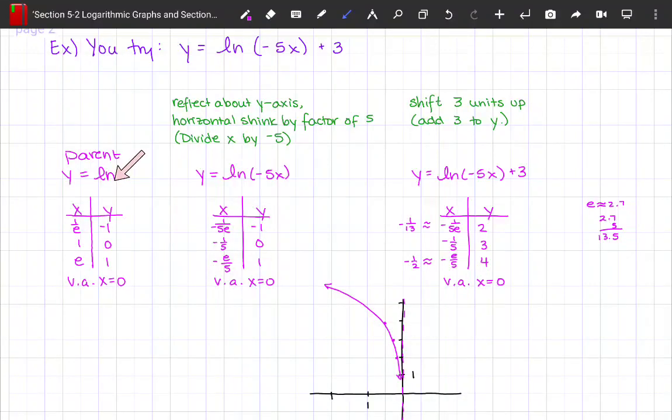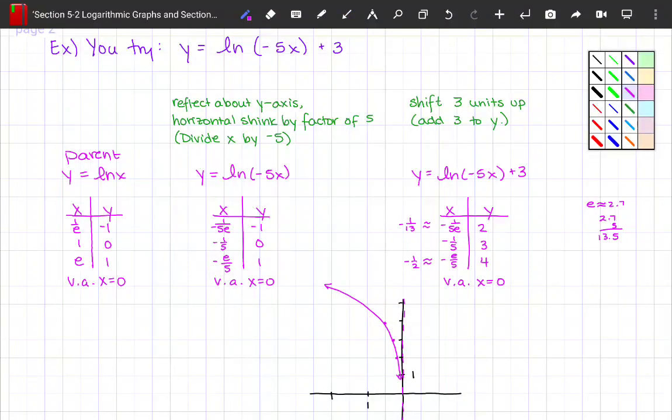Here's our parent function. We are multiplying by negative 5 on x. That's what the equation says. So remember, x is always backwards, so you're really going to divide x by negative 5. So that will change the sign on x, so it reflects about the y-axis. And since we're dividing x by 5, it's a shrink by a factor of, really it would be better if I said a factor of 1/5. We multiply by 1/5.